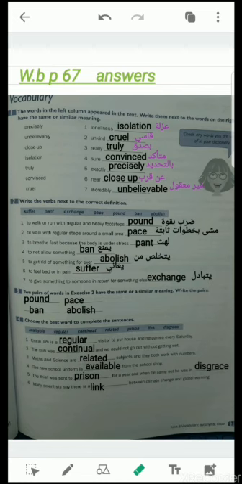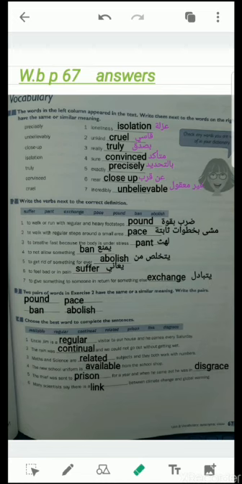To feel bad or in pain, so we have suffer, يعاني. To give something to someone in return for something else, exchange, يتبادل. Okay, you can take a screenshot or you can stop the video until you get your answers down in your workbook, of course. Exercise number 3.